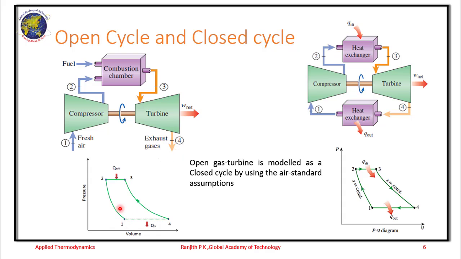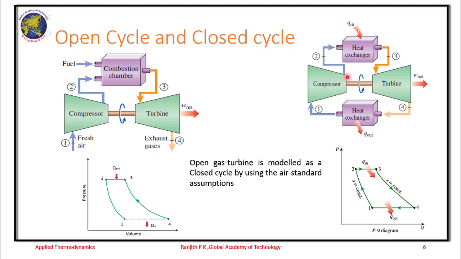The PV diagram of an open cycle is shown here, 1 to 2 being an isentropic compression, 2 to 3 being an isobaric heat addition, and 3 to 4 being isentropic expansion. 4 to 1 is not connected, hence shown in dotted lines, because the exhaust gases are let out to the atmosphere. This is that of an open cycle.